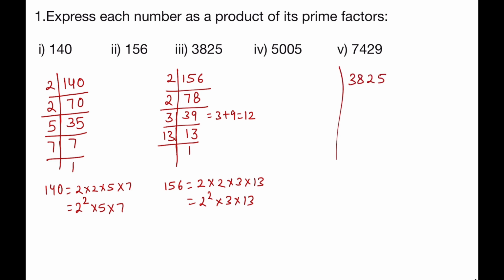3825. Now the unit digit is 5, so we can divide this number by 5. So 5 sevens are 35. Then 3 will be remainder and it will become 32. So 5 sixes are 30. Then 2 will be remainder, then it will become 25. So 5 fives are 25. Now we can divide it again by 5. So 5 ones are 5. Then 2 will be remainder, 26. So 5 fives are 25. Then 1 will be remainder and it will become 15. So 5 threes are 15.